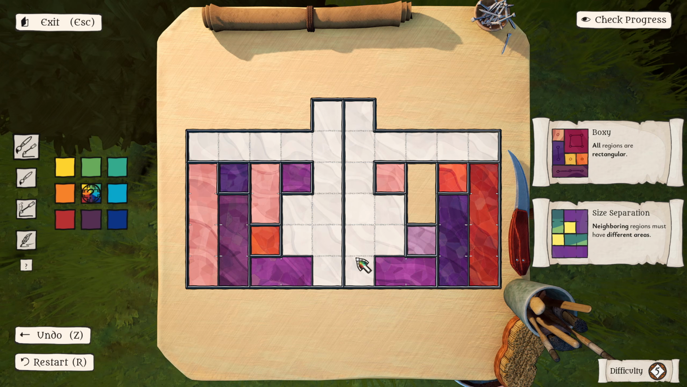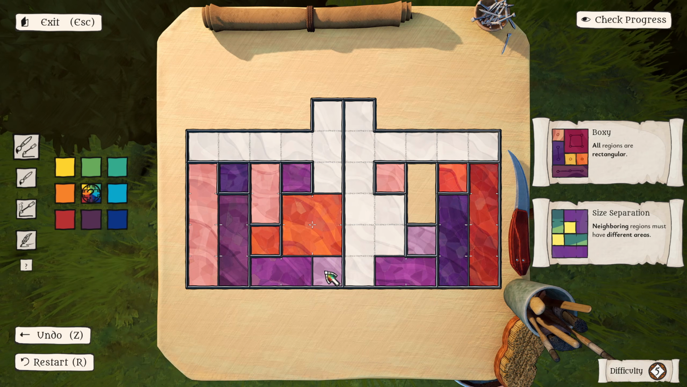I just don't see it, and I hate it, because we've been on this puzzle now for 10 minutes. All regions are rectangular. Neighbouring regions must have different areas. This cannot be a 1. It cannot be a 2. It cannot be a 3. It must be a 4. You get the 1. We've gotten to there before.